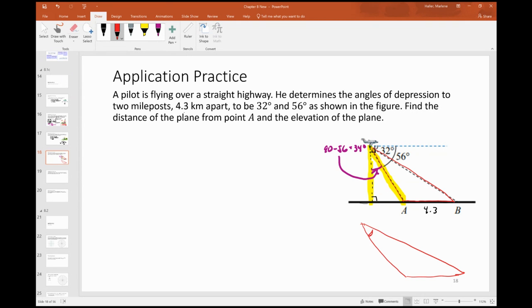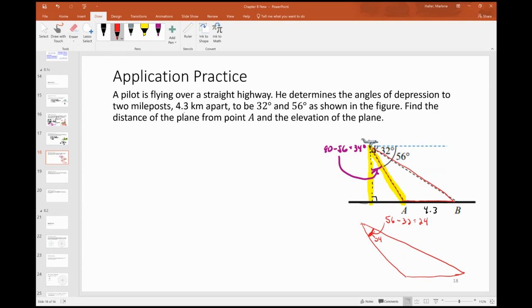I can determine what this angle is, because these two together are 56. So this little angle here is going to have to be 56 minus 32. Since this angle is 32 and the whole thing is 56, this other little angle has to be 56 minus 32, or 24 degrees. All right, so we know one of the angles now. We've got that.